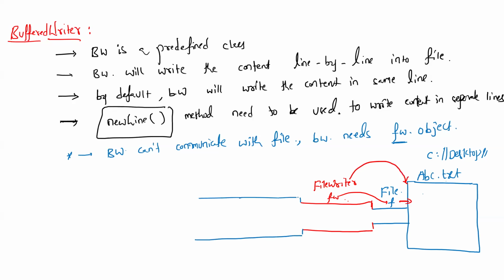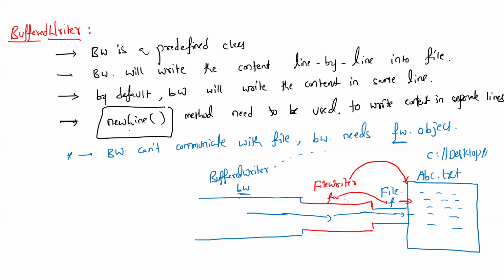So this is one more channel. Let me use this, say buffered writer. So I'm using BW. Can buffer writer communicate with the file directly? No, buffer writer cannot communicate. Buffer writer has to use the file writer object. Then file writer can communicate directly, or file writer can use a file object to write some content into the file. This is the approach. So even though we are using buffer writer, buffer writer internally will use file writer. So this is the flow that we have to follow whenever we want to write some content into the file.